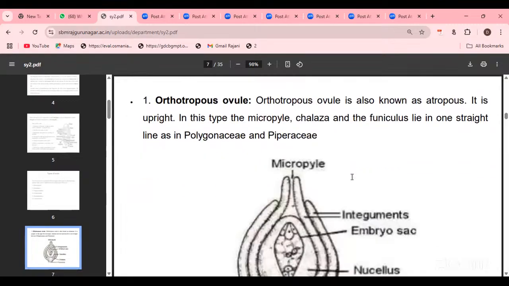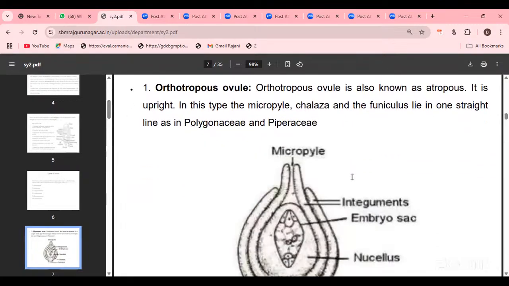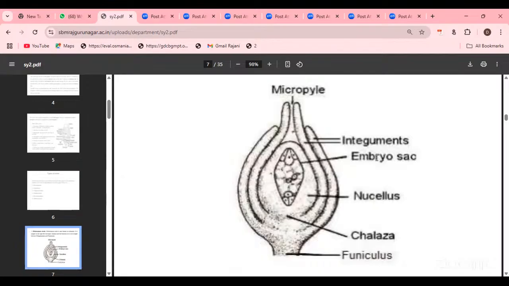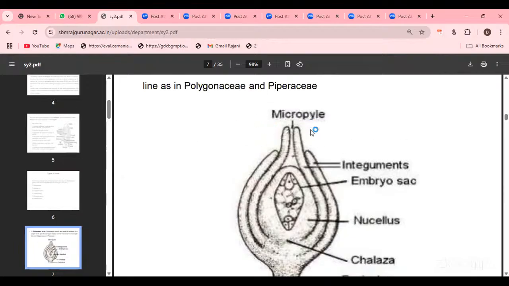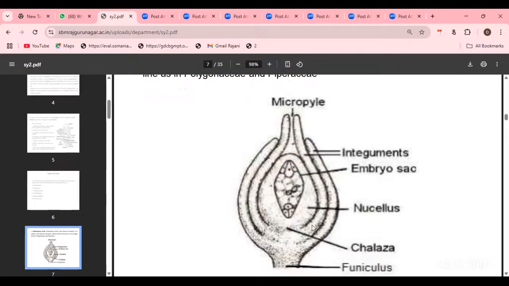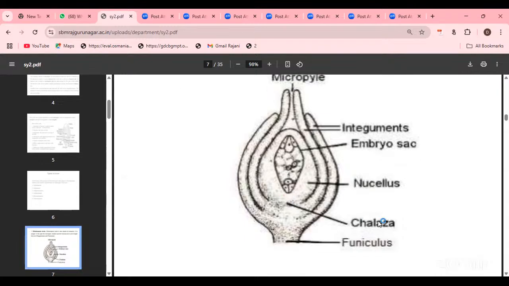See, this first ovule is called orthotropous. Here is the structure of the orthotropous ovule. This is the micropyle. These two are the integuments, outer integument and inner integument. This is the embryo sac. This one is called the nucellus. This basal part is the chalaza, and this part is called the funicle.